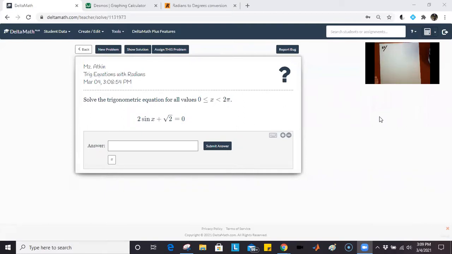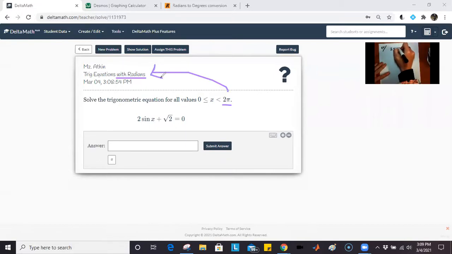To solve the trigonometric equation for all values 0 less than x less than 2 pi. Okay, so this is an important distinction here. We are going to be working with radians, not with degrees anymore. So previously this was saying between 0 and 360. Now this is saying between 0 and 2 pi. That should indicate that our answers should be in radians. So let me write this guy down.